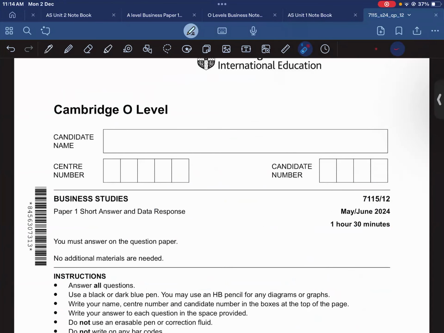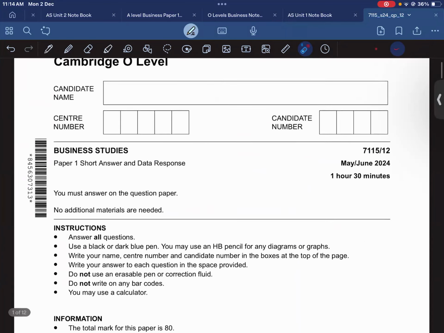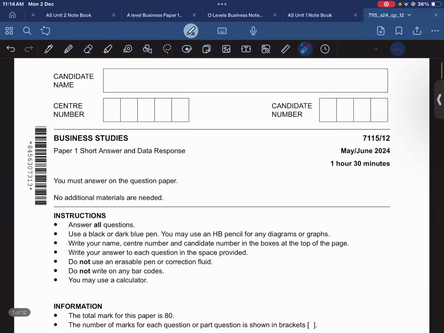तो आज की क्लास में हम लोग यही डिस्कस करेंगे that how we attempt the paper one answers. Basically, I have a paper one Business Studies O Level 7115 paper one variant 2 in front of me, and over here we have the short answer and data response. The time allocated is 1 hour and 30 minutes, and I have the paper May June 2024.